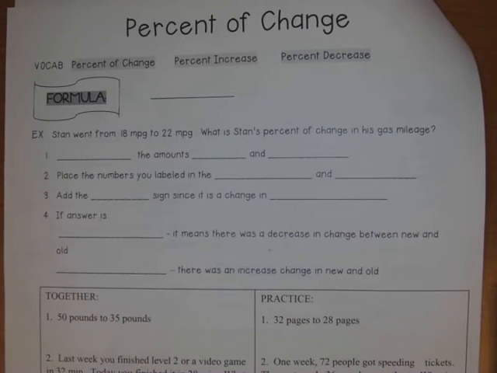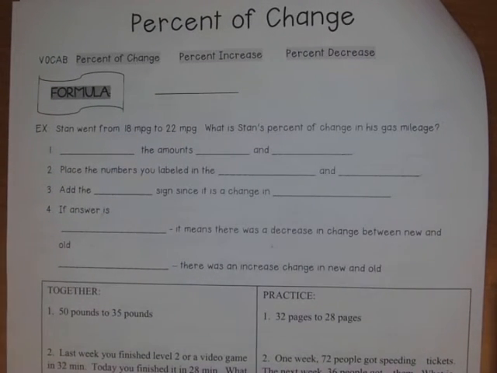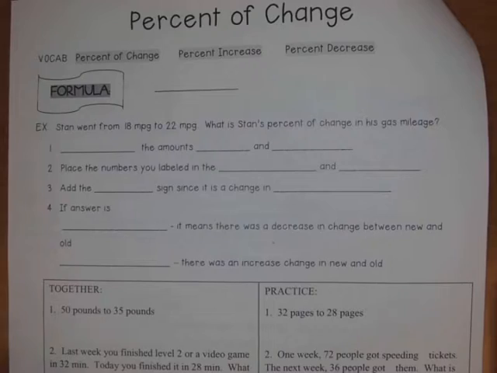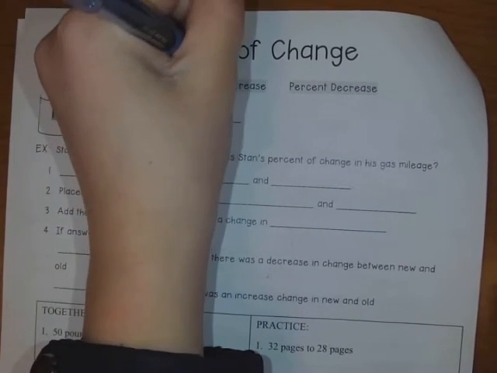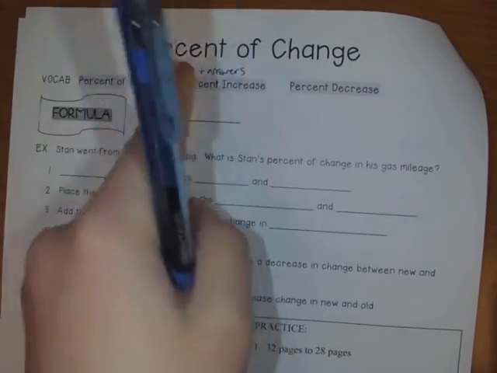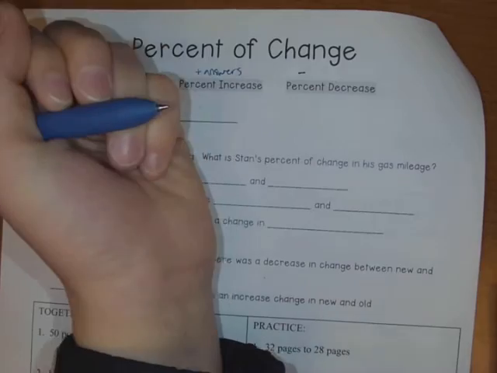Alright, so today's notes are all about how percents are changing. That's why it's called percent of change. With percent of change, there are two types. There's the percent increase, which means your answers are going to increase, or go up. And then there's the decrease, which means they're going to go down.